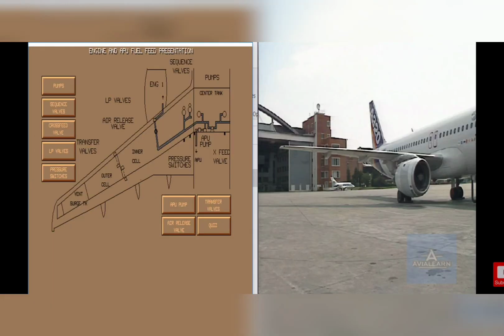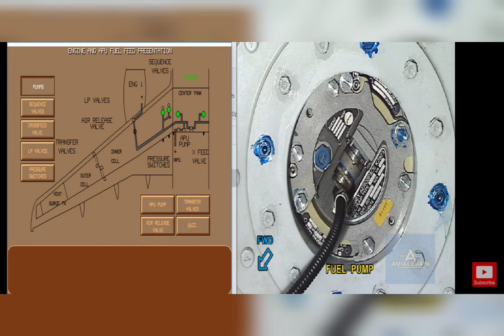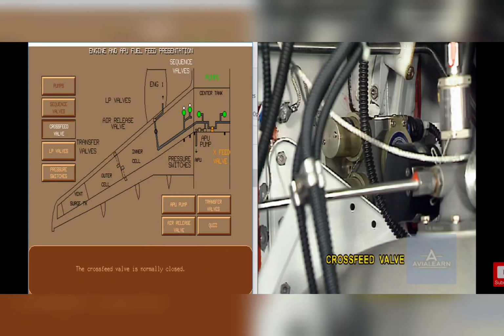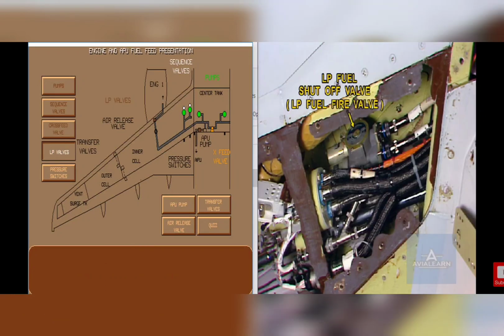Now these are the fuel pumps and APU pumps displayed in this picture, and the valve positions. Now low pressure valve, air release valve, transfer valves, sequence valves. Now this is the fuel pump, and we will also see wing tank pump canisters in this picture. The sequence valve gives priority by limiting. The crossfeed valve is normally closed.